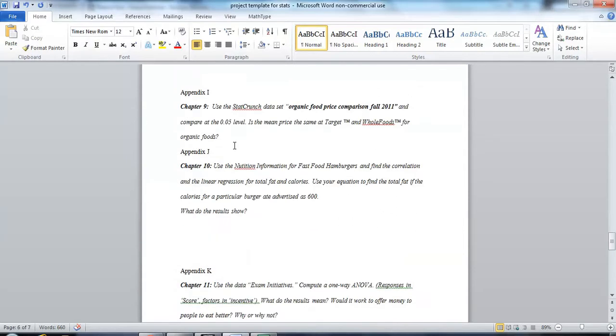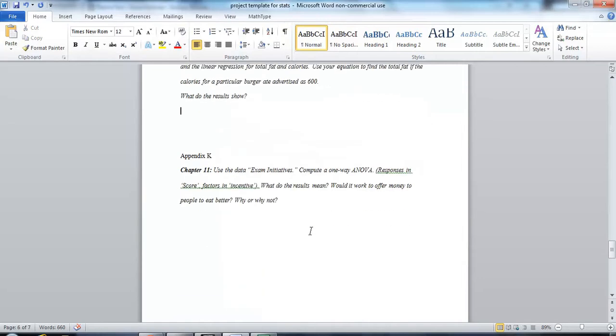Okay, Chapter 9, we're going to be doing a comparison of Trader Joe's, or Target, and Whole Foods. Chapter 10 is nutrition information for the fast food hamburgers. We're going to be doing the correlation and linear regression. One of the most common things that students forget is the second part. Use the equation to find the total fat if the burger came in at 600 calories. And make sure you pay attention to how you plug that in your equation.